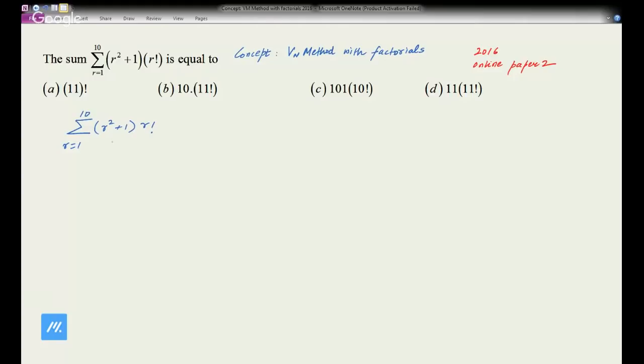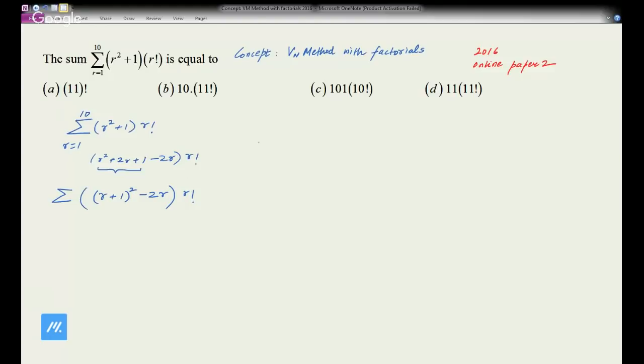Okay, let's see. Here the problem is that you still directly do not see anything happening. So if we want to see something, we can do something like this: r square plus 2r plus 1 minus 2r into r factorial. The same number can be added or subtracted. What will this become? Yes, you got it right. This will become r plus 1 whole square minus 2r into r factorial. Got it, guys? Any problems still here?